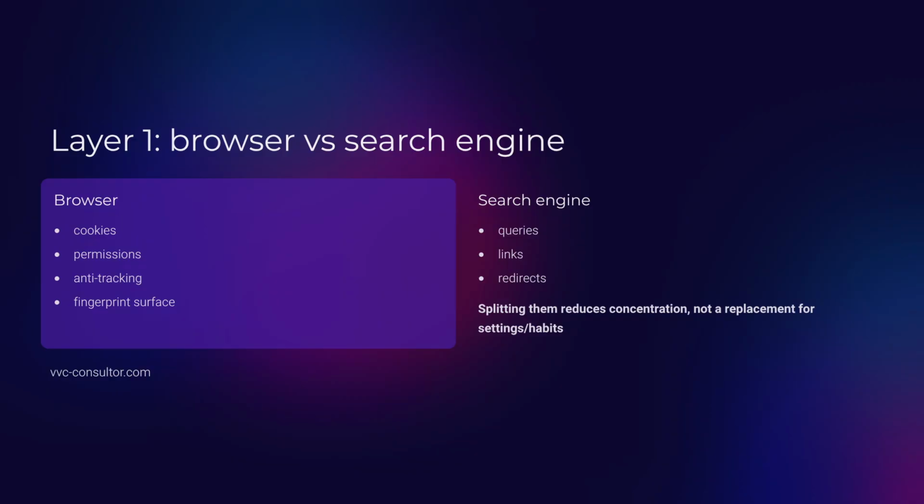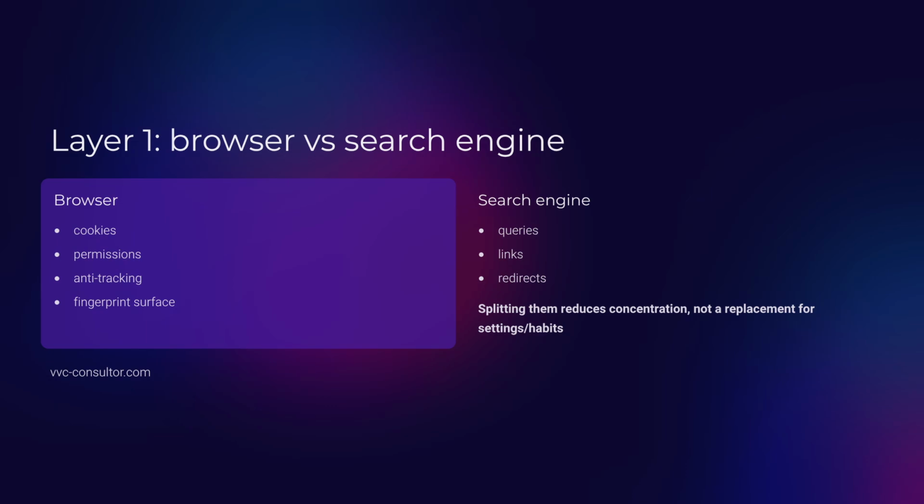Example 2, a privacy-friendly browser won't automatically prevent profiling if your searches are still tied to an identity via logins and cross-service correlation. 3. Tracking vectors that actually matter. You don't need a giant checklist. You need to understand what you're reducing.